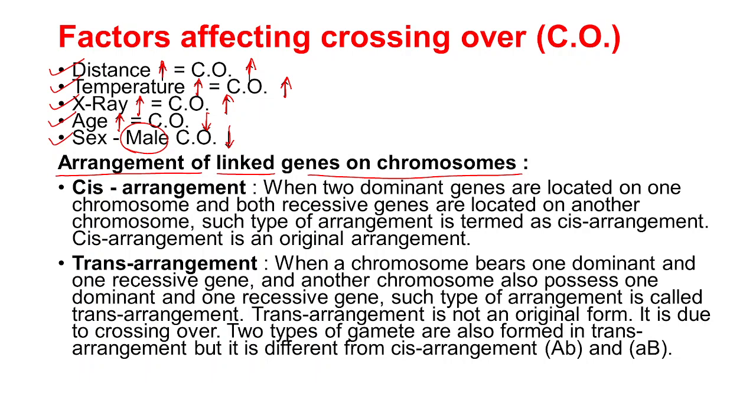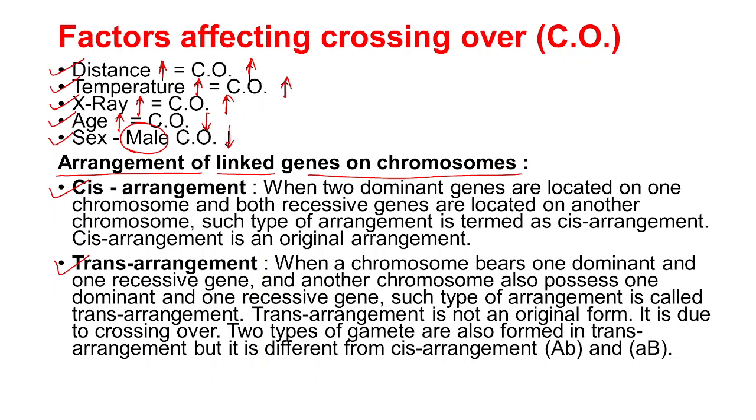Coming to the next part of the chapter, that is arrangement of linked genes on the chromosome. On a particular chromosome, how exactly the genes are arranged. There are 2 forms in the arrangement, that is cis arrangement and trans arrangement. Particularly, the arrangement of the linked genes is of 2 types, that is cis and trans.